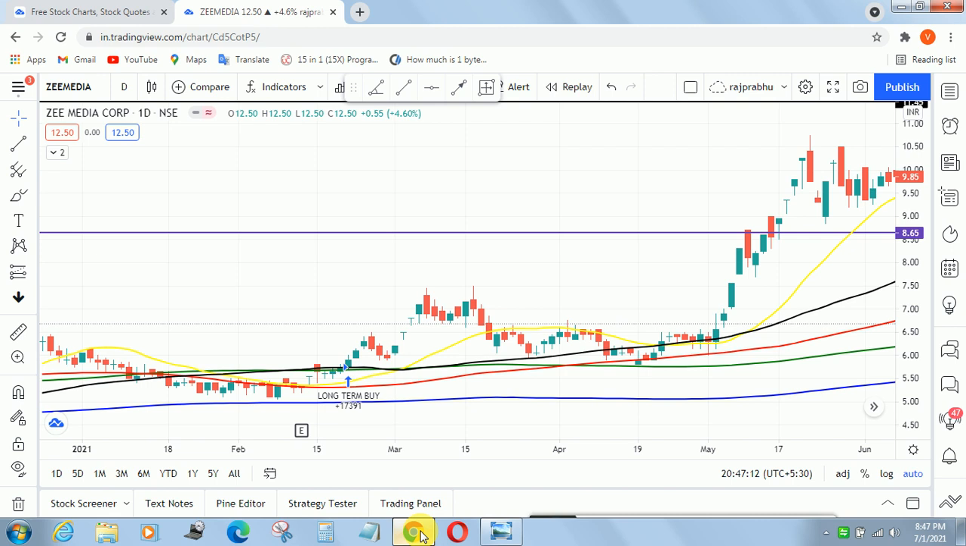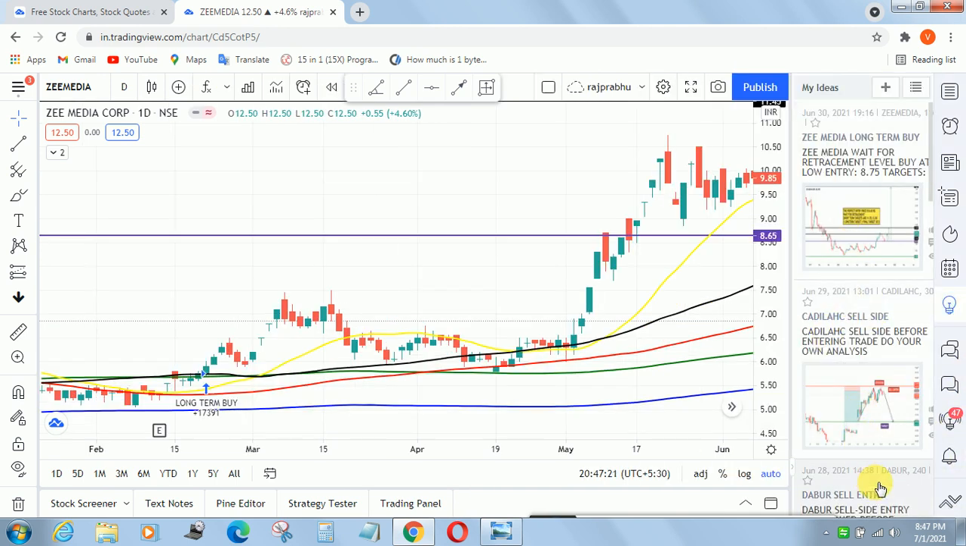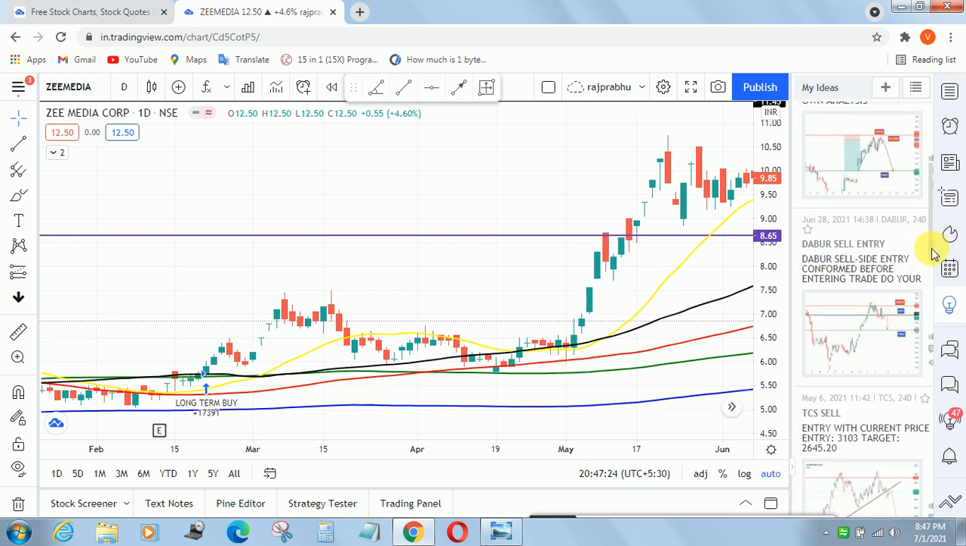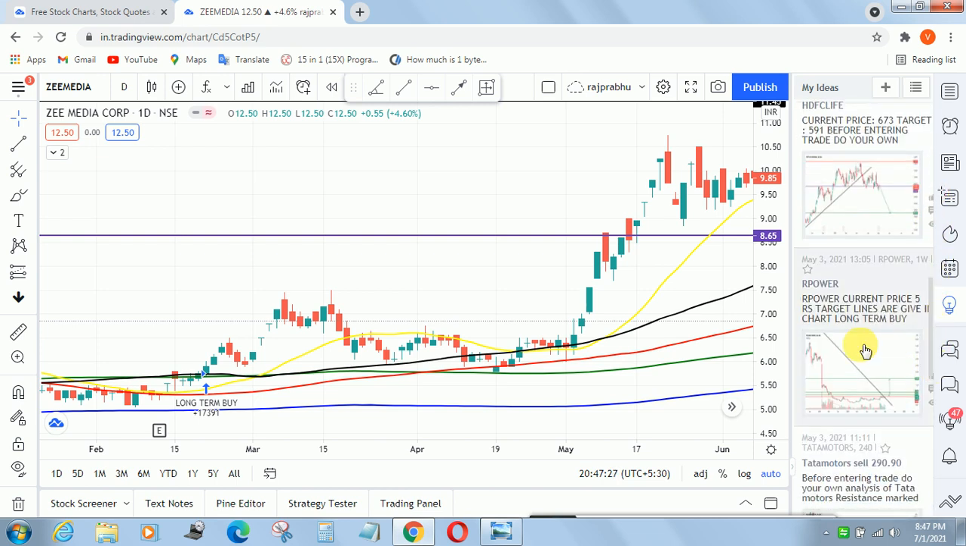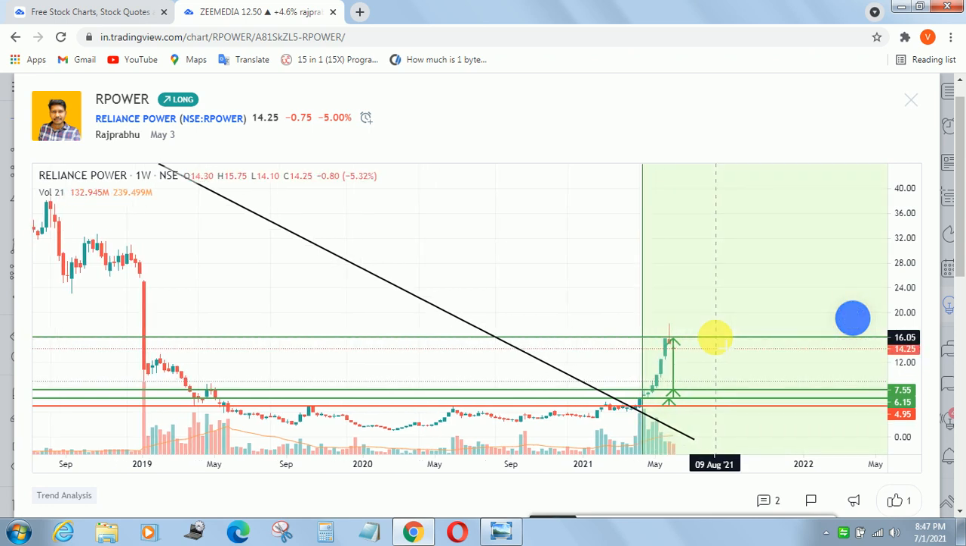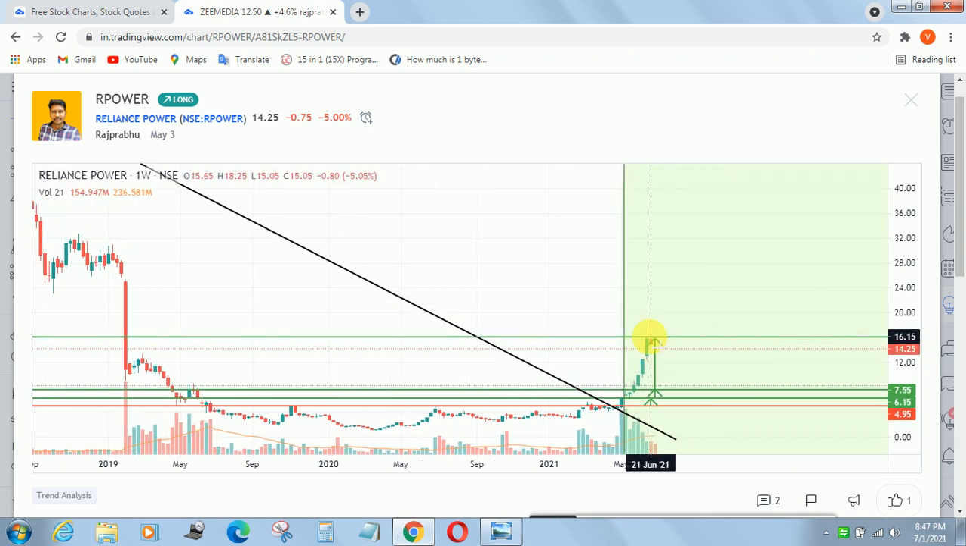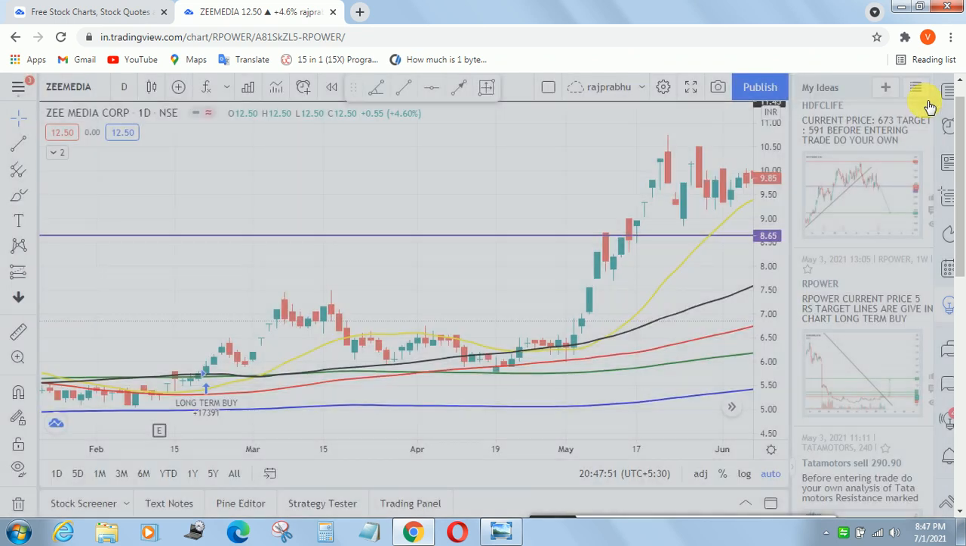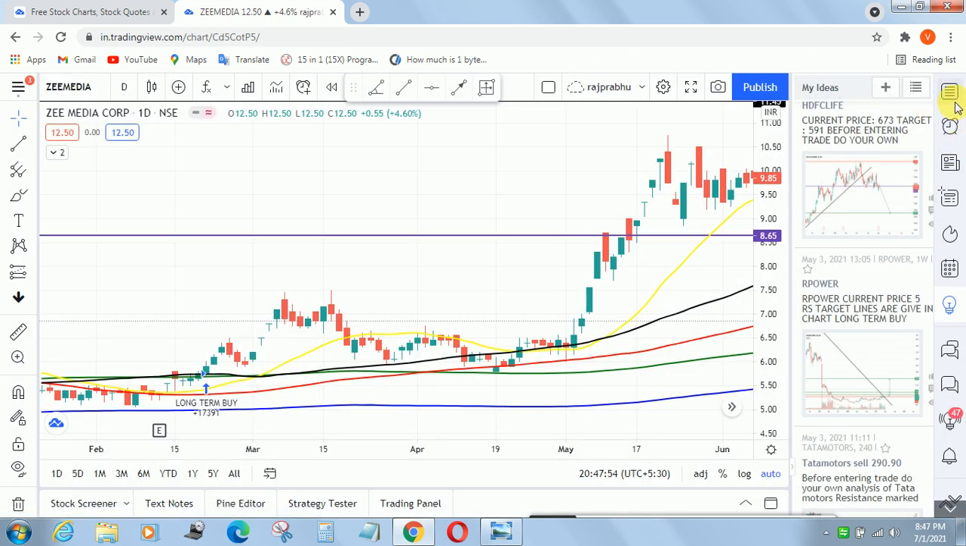The technical analysis is very helpful to find entry and exit points. I'm going to show some examples. I'm going to post some ideas. This is R Power. I predicted these targets with the help of technical analysis. The price is trading in the range of 5 rupees and it may go to 16 rupees. The target will be reached, and it's a perfect reversal point. How did I predict? With the help of technical analysis we can find exact target and entry points.